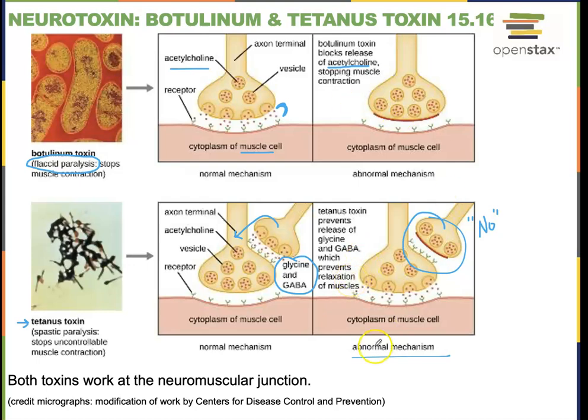And for both of these toxins, because they work on skeletal muscle, your diaphragm is also skeletal muscle. So if your diaphragm is paralyzed, whether it's a flaccid paralysis or it's contracted and you can't relax it, you're not going to be able to breathe. And so that's how these toxins can kill you.